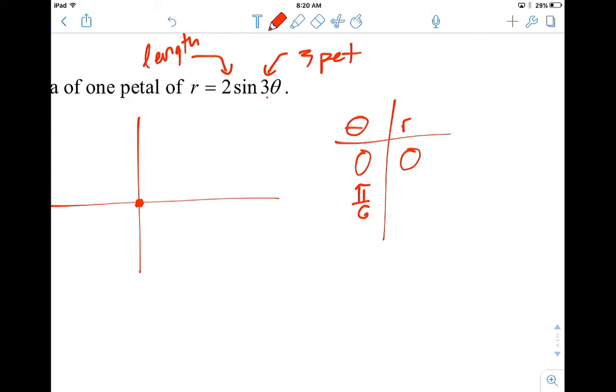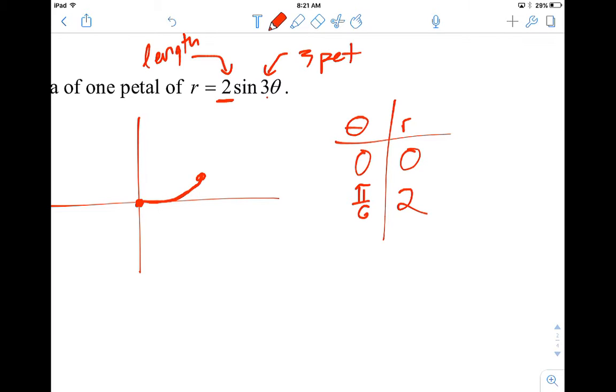If I put in pi over 6, 3 times pi over 6 is actually pi over 2. Sine of that is 1, and 2 times 1 is 2. So when I'm facing pi over 6, I go out 2. You want to note that's your petal length. So by going to that angle, you've just created your full-length petal.